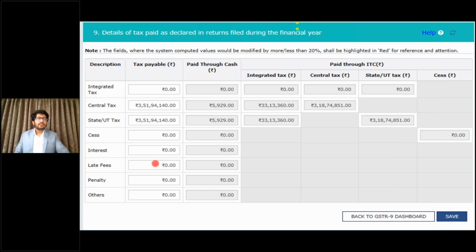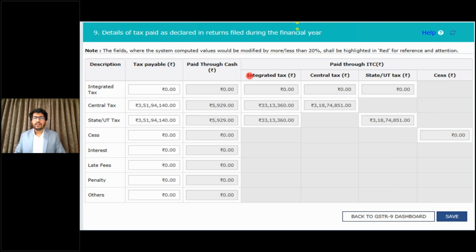Whatever difference is going to come in tax payable and tax paid, as we can see, the tax paid amounts paid through cash and paid through ITC cannot be modified, and hence if we change this amount, there is going to be a difference. Whatever difference is there in table 9 should be paid through DRC 03.